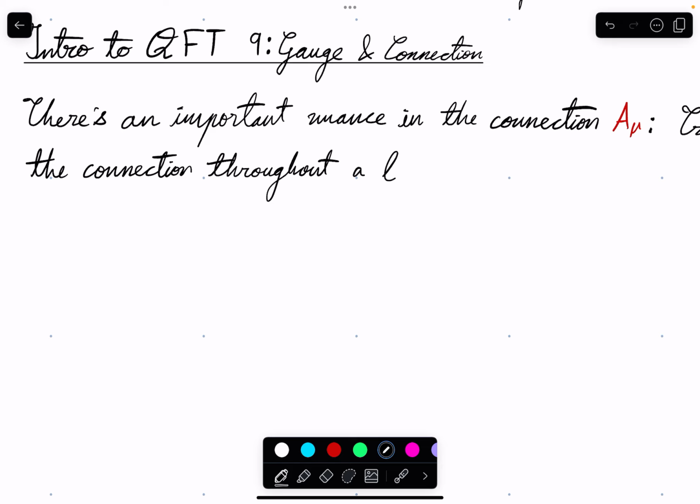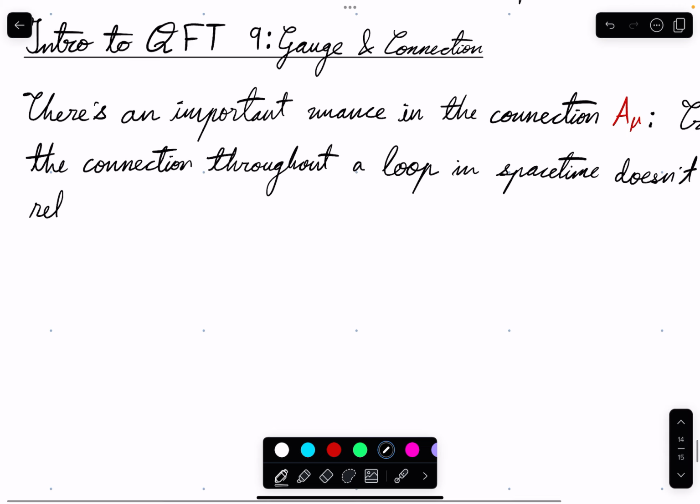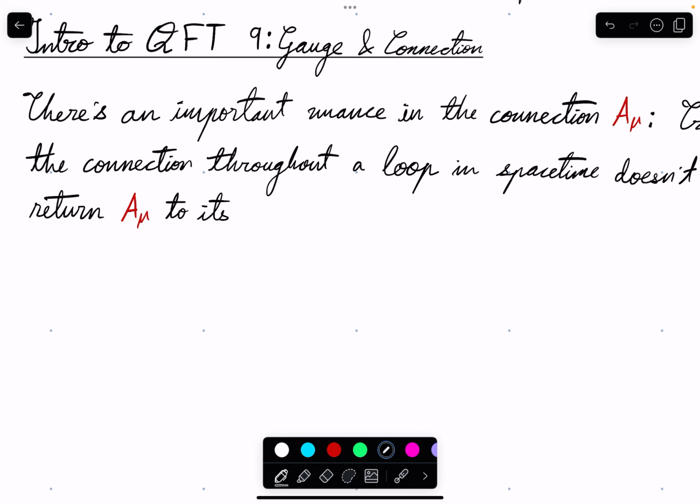Okay, I keep writing B's. A loop in space-time doesn't always return A mu to its original state.